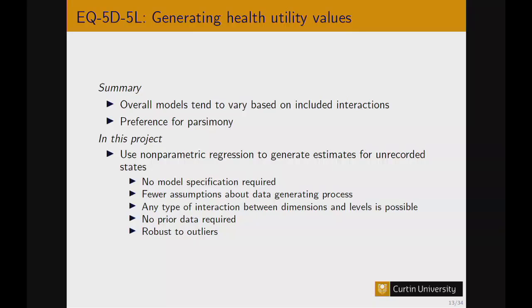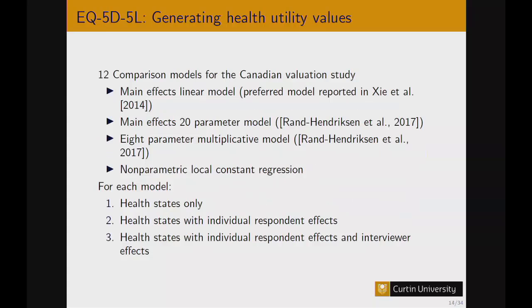There's no prior data required here, so that's kind of nice. If I don't know another country's data set, I don't need to. And it's robust to outliers. So unlike a linear model where you have a few outliers and it starts to skew the slope, this technique does not respond in the same way. So that's kind of nice here too, because as you see in this data, some people like to report that they're in perfect health all the time, and some people report almost every health state is worse than dead. So we have lots of variance.